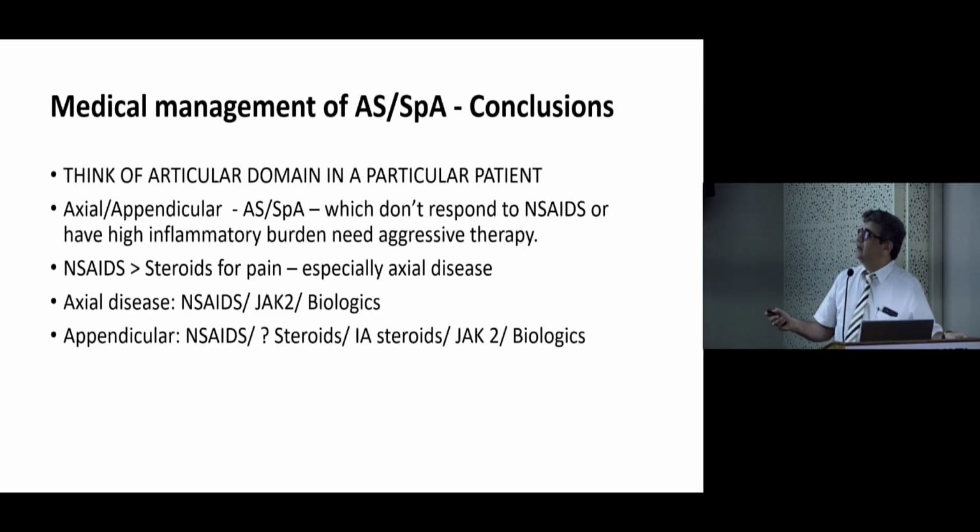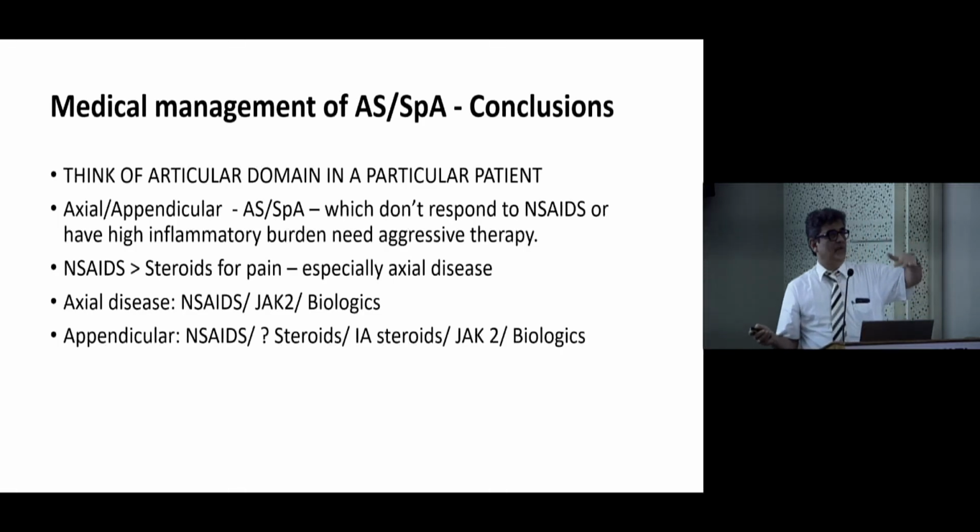Axial and appendicular ankylosing spondylitis which don't respond to NSAIDs, that are of high inflammatory burden, need aggressive therapy with either adding a tofacitinib or thinking of biologics earlier. Salazopyrin is very, very mild. Other DMARDs are useful for peripheral arthritis. They are not good for enthesitis. They are not that good for bone marrow edema.